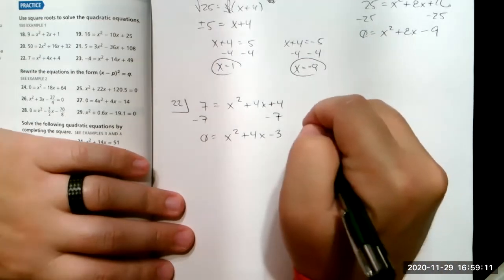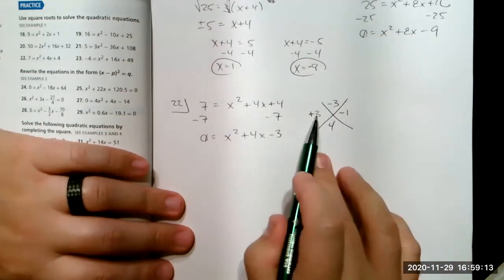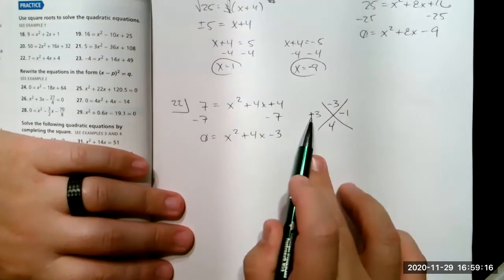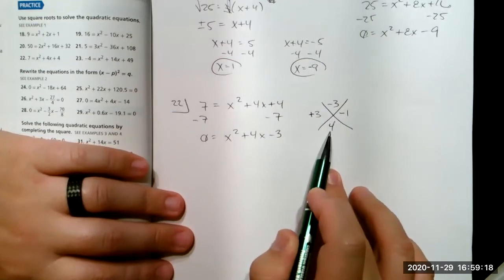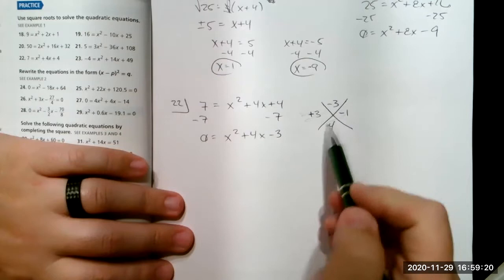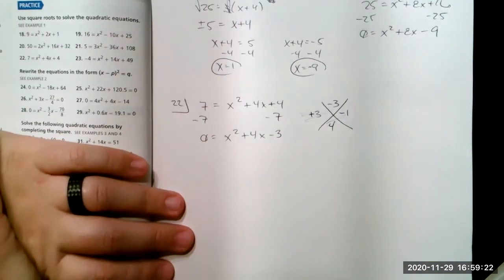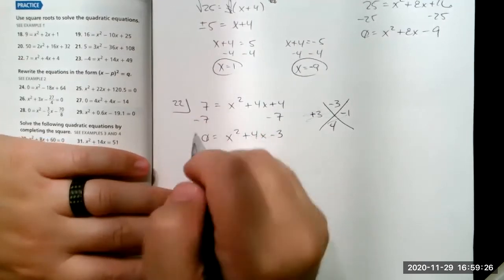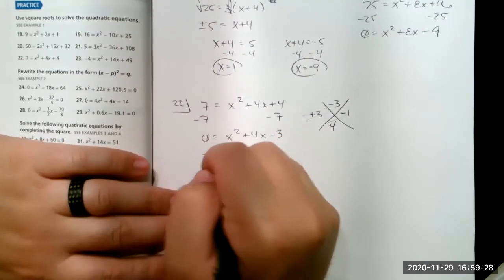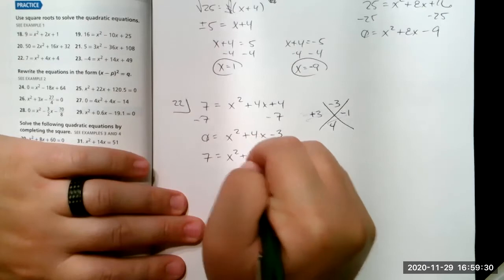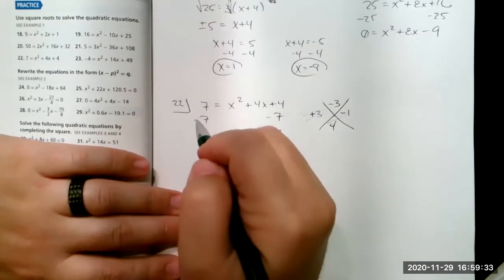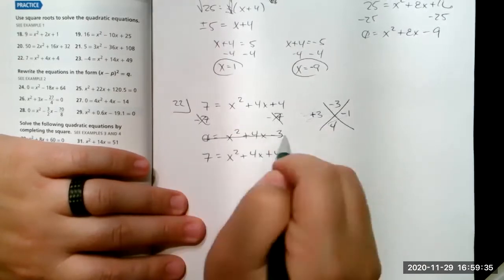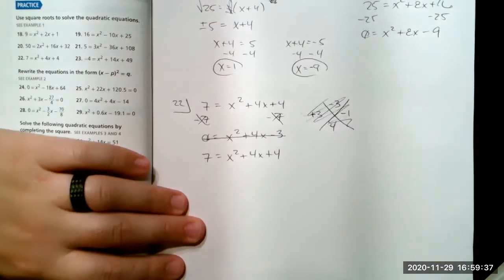Or if I switch those, +3 and -1, they still multiply to -3, but now they add to 2. So I'm not going to be able to solve it using that method there. So I think what I'm going to do is backtrack. I'm going to rewrite my original problem down. So ignore those steps of checking.